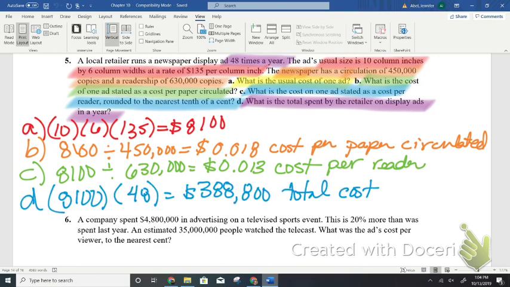Finally, we're asked to find the total cost of running 48 of these advertisements. We would do this by multiplying the cost of one advertisement times 48, and we see that this particular retailer would expect to spend a total of $388,800 per year on newspaper advertisements.